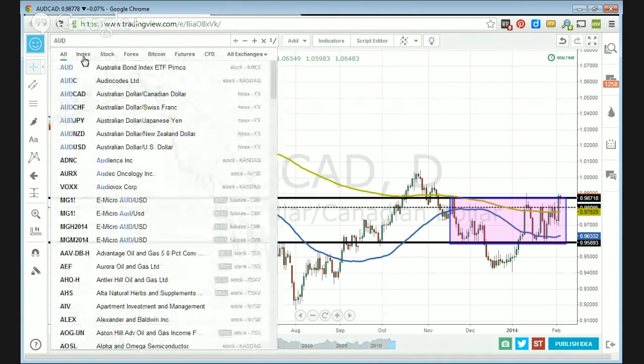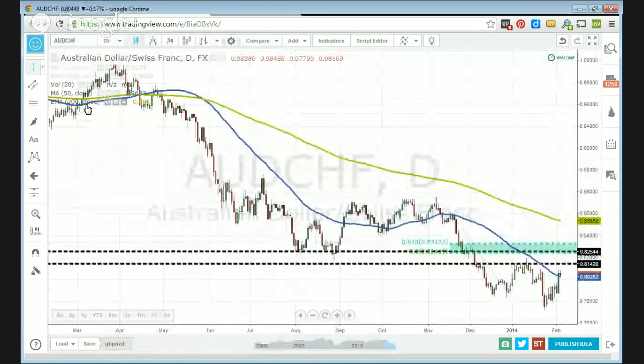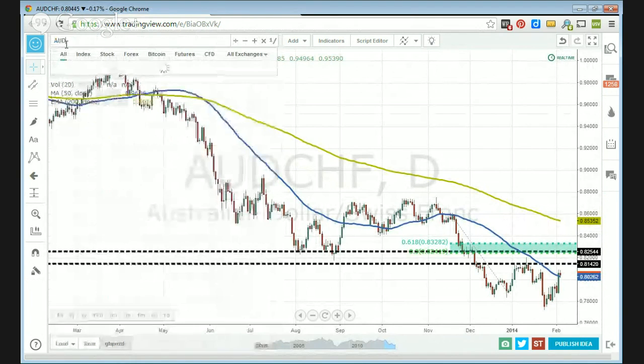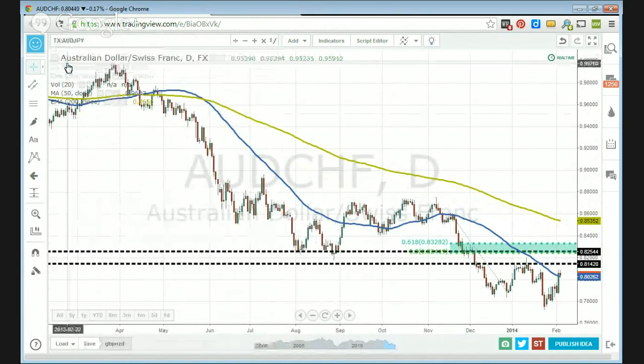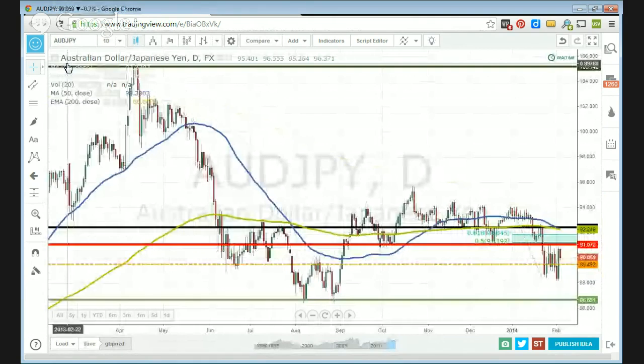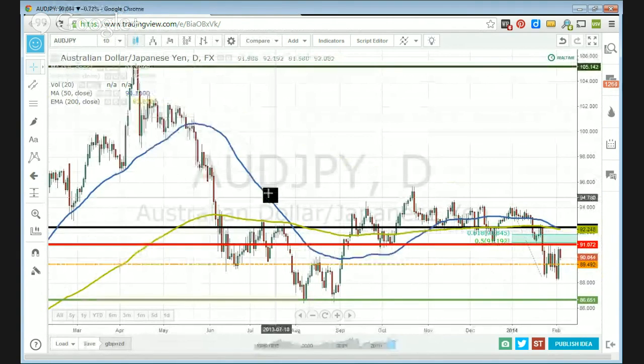Aussie Swiss. Okay, that still needs to wait a little bit. Aussie Yen we already looked at earlier at the start here. I have a position here. And today's a down day, which is good because I'm short. Aussie Yen are good for me.